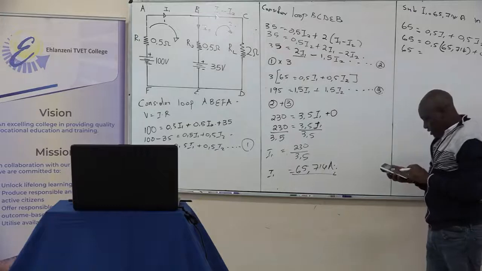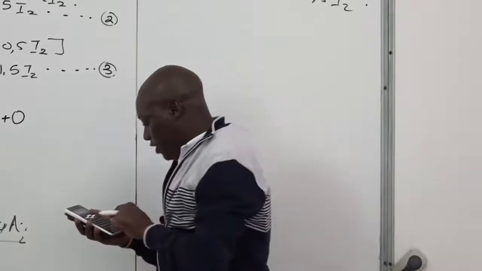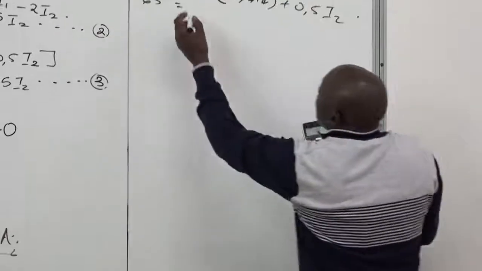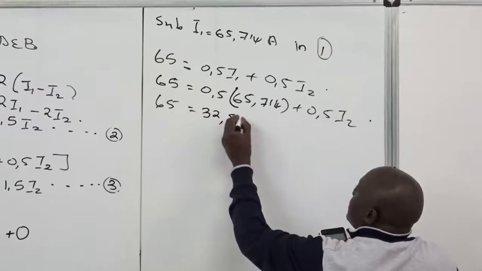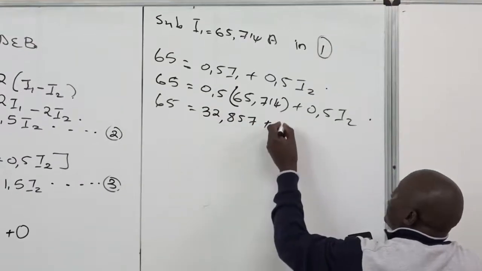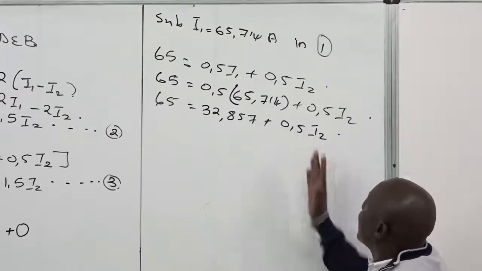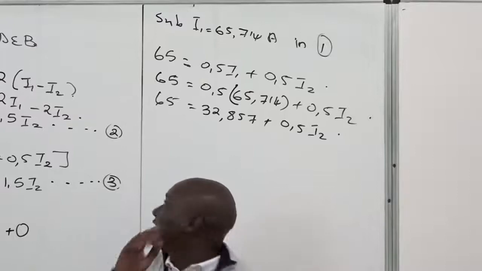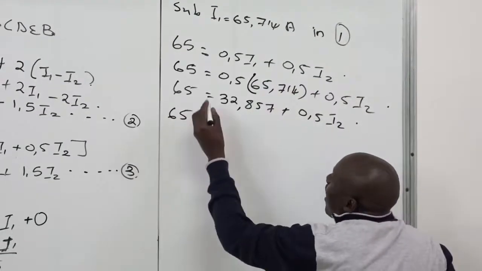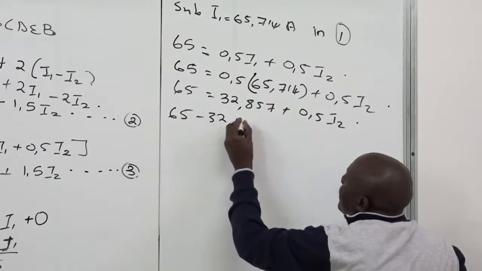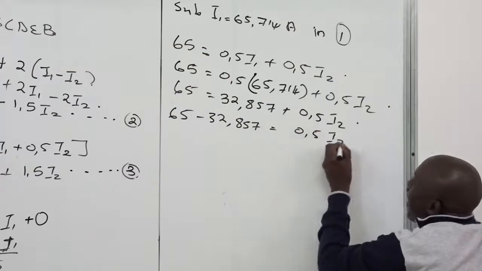0.5 multiplied by 65.714, and see what is going to be the value there. The value of that is going to be 32.857 plus 0.5 I2. So now, I still need to group the like terms together there, which is 65 minus 32.857, which is equal to 0.5 I2.